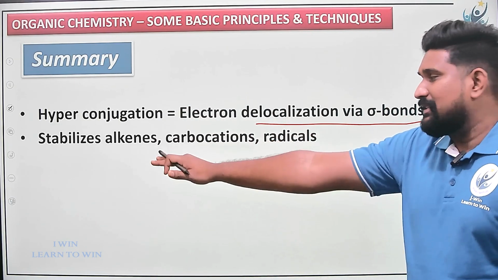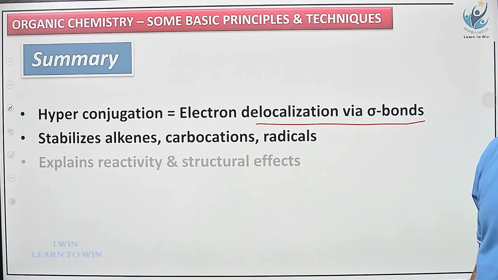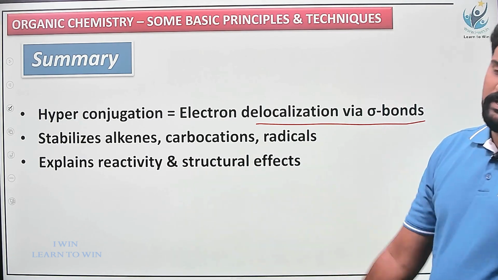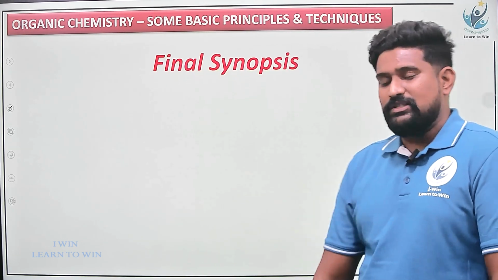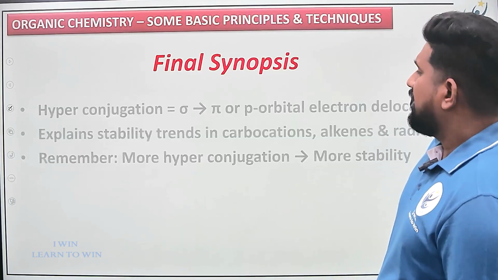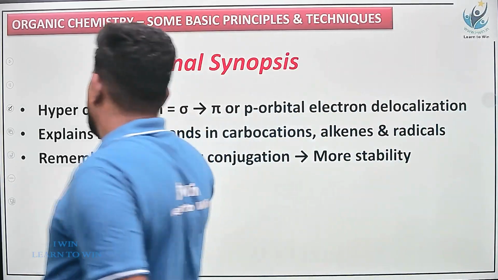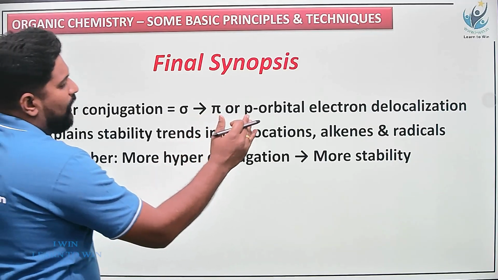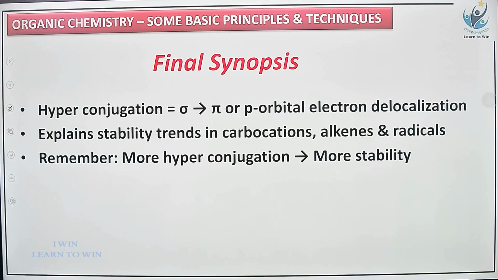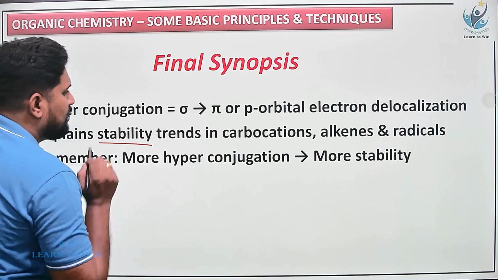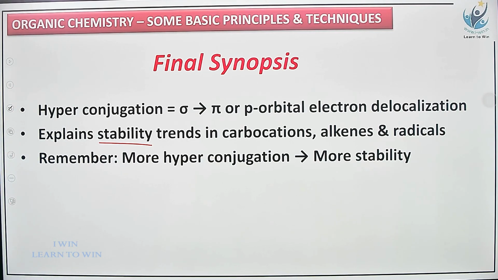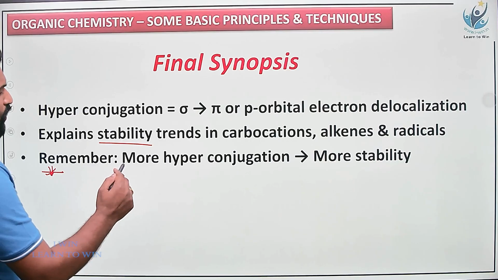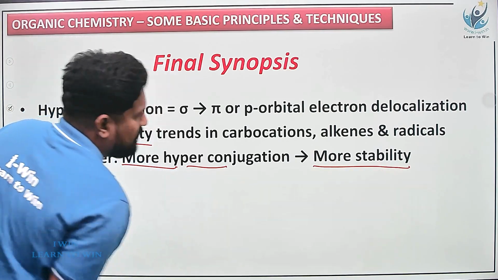Next, it stabilizes alkanes, carbocations, and radicals. Next, it explains the reactivity and structural effects. Now, what is the final synopsis? Whatever you have learned here, hyperconjugation is nothing but the shifting of sigma electrons to the pi or p orbital, an electron delocalization. It explains the stability of carbocations, alkenes, and free radicals. And always remember, more hyperconjugation, more is the stability.